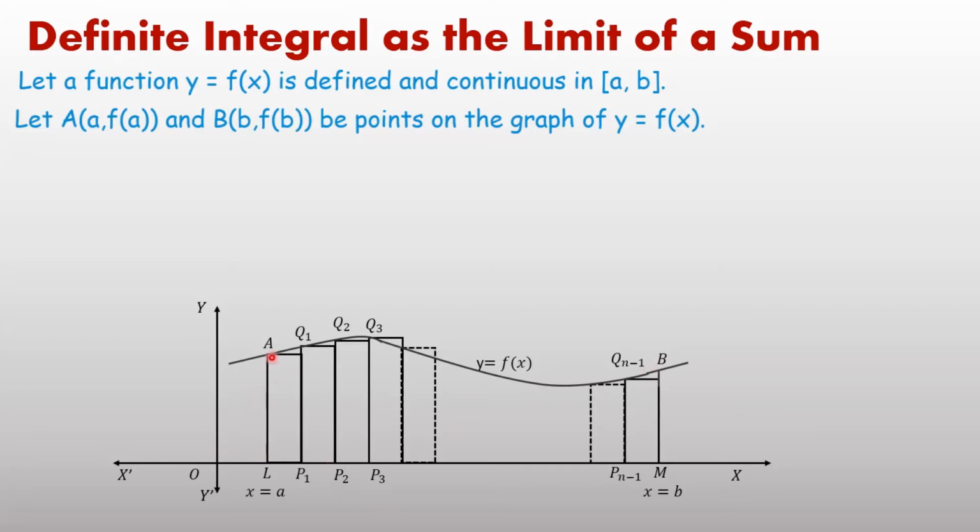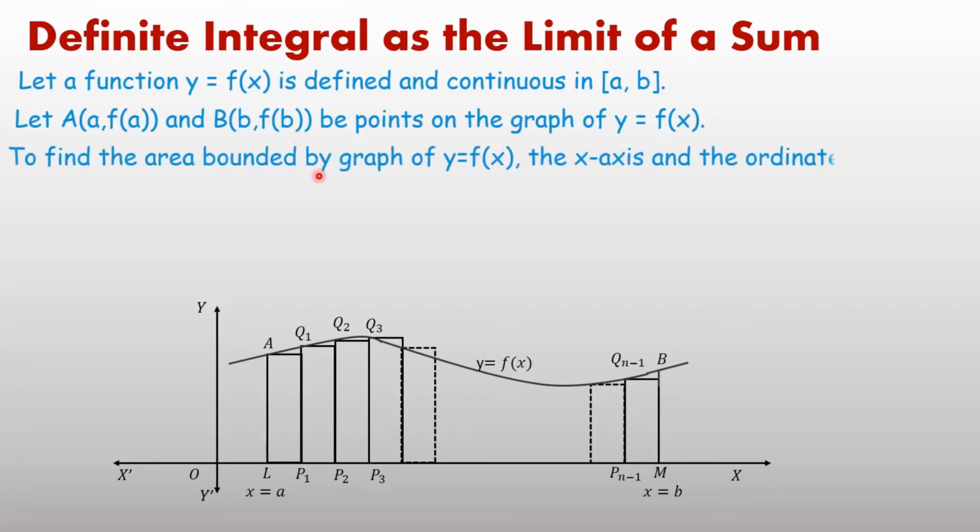Now the coordinates of point A. L means the distance of point L from the origin is a. Therefore the y coordinate at this point is f(a). In the graph, in place of x write down a, you will get the value of y. Therefore the coordinates of point A are (x, y), x is a and y is f(a), so the coordinates of point A are (a, f(a)). Similarly the coordinates of point B: in place of x we write b, so y equal to f(b). Then the coordinates of point B are (b, f(b)). These are 2 points on the graph.